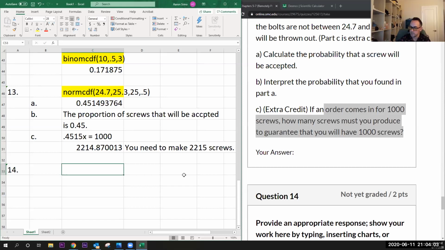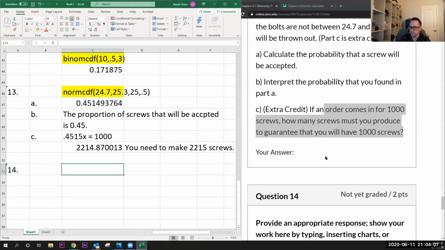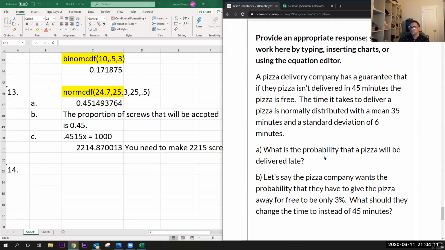So then 14 says, do you want to read it? Go for it. A pizza delivery company has a guarantee that if the pizza isn't delivered in 45 minutes, the pizza is free. The time it takes to deliver a pizza is normally distributed with a mean of 35 minutes and a standard deviation of 6 minutes. What is the probability that a pizza will be delivered late? Okay, what do you think about that one?